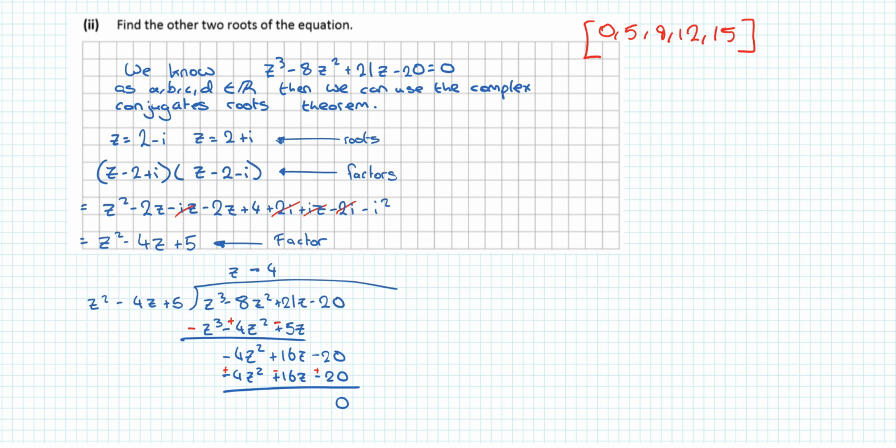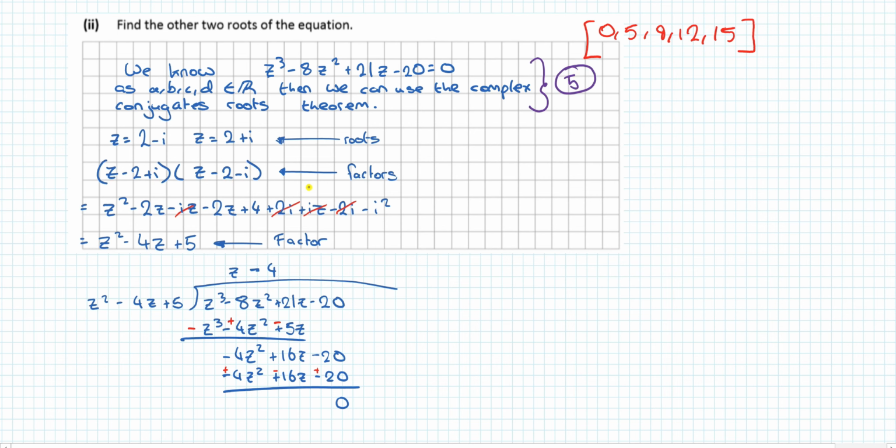Curiously, the next question for 15 marks is very much like the second method there. Question 1A part 1 was the only question that has 2 methods of doing it. So we know that z cubed minus 8z squared plus 21z minus 20, as A, B, C and D are elements of the real numbers, then we can use the complex conjugate roots theorem. 5 marks. So we know that 2 minus i is a root and 2 plus i is a root, so therefore we must know that z minus 2 plus i, z minus 2 minus i is a factor.